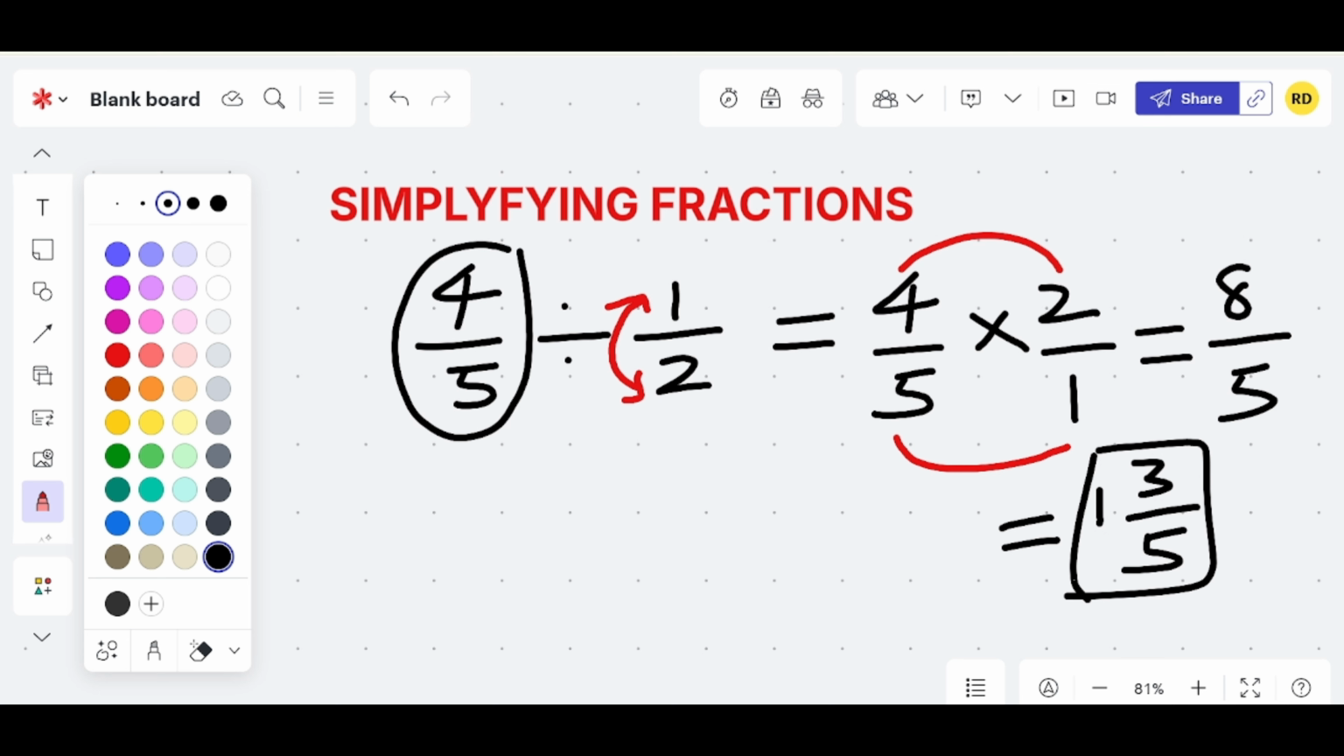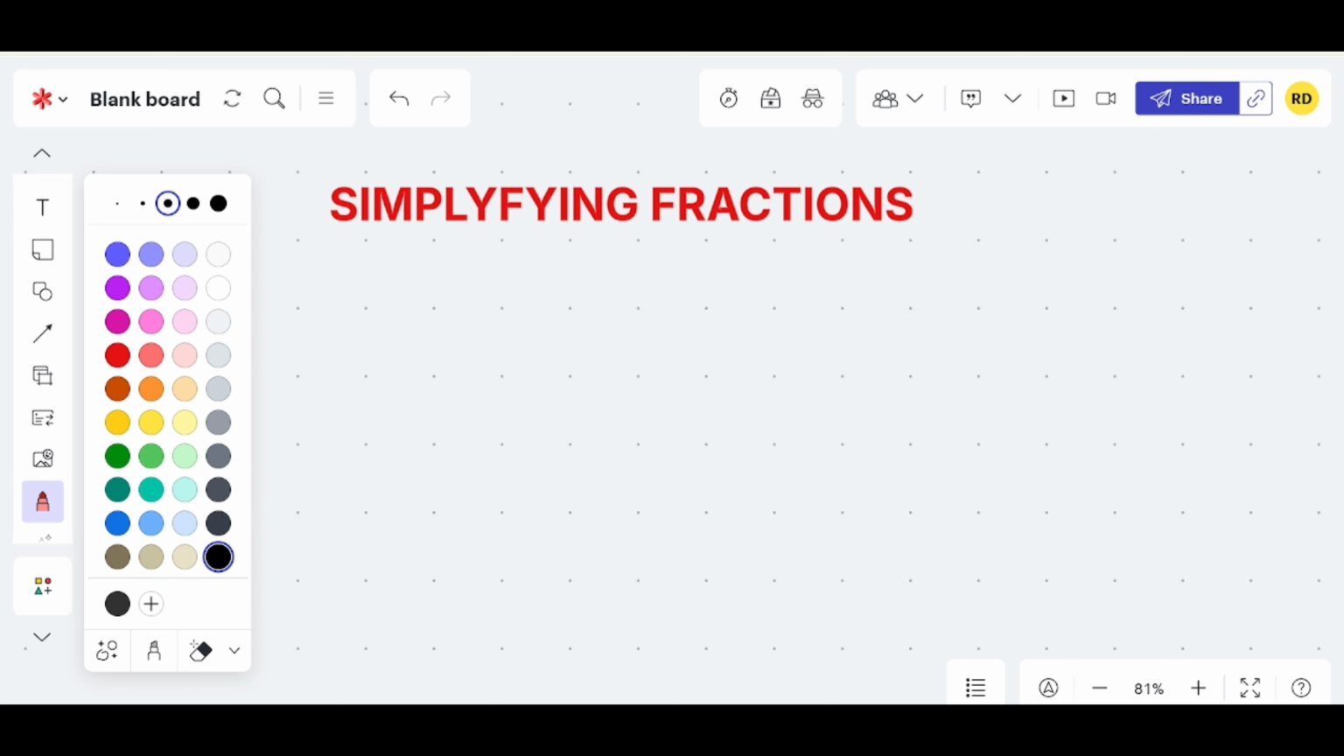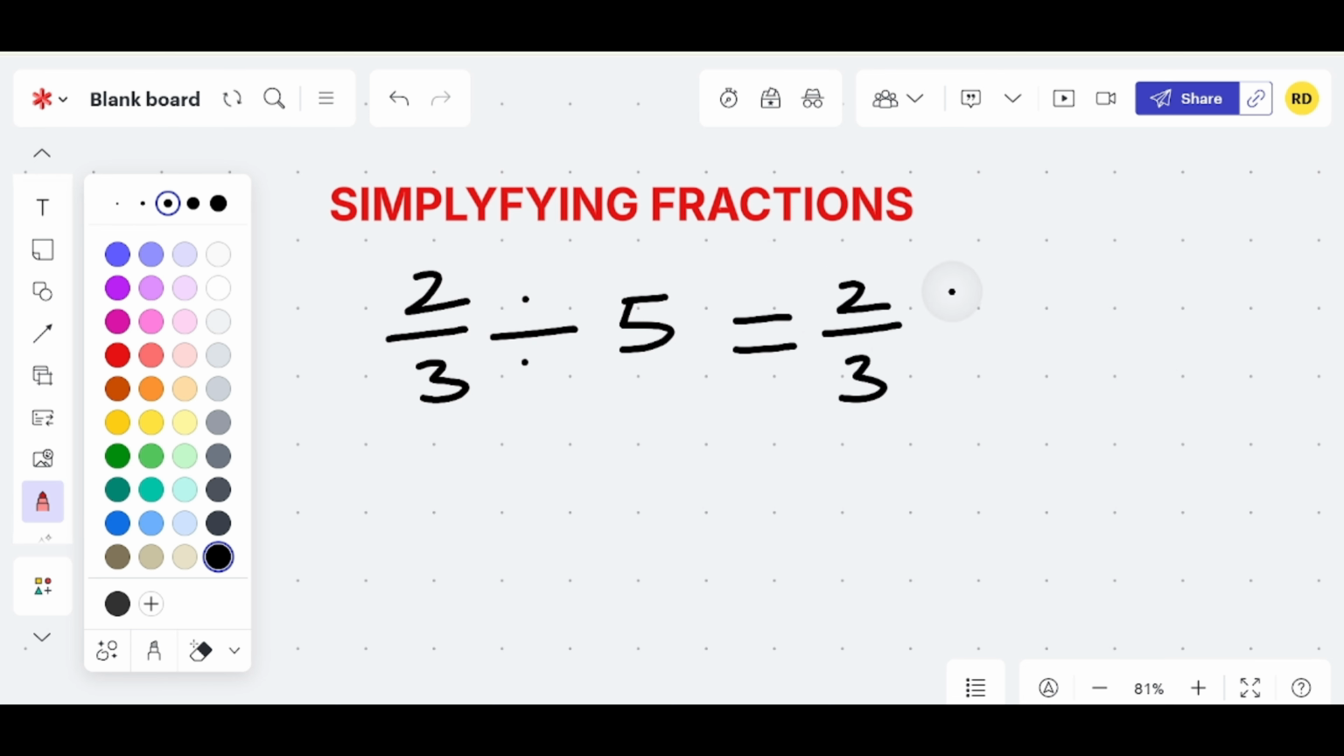Let's take another example. How do we divide a fraction, say 2/3, by a whole number? So 2/3 divided by 5. How do we do this? Again, remember, division is the opposite of multiplication. So in the first step, you write the same fraction here, 2/3, and you write the division symbol the same. But there is a whole number, 5, and you can write the whole number as a fraction. So 5 you can write as 5 over 1.